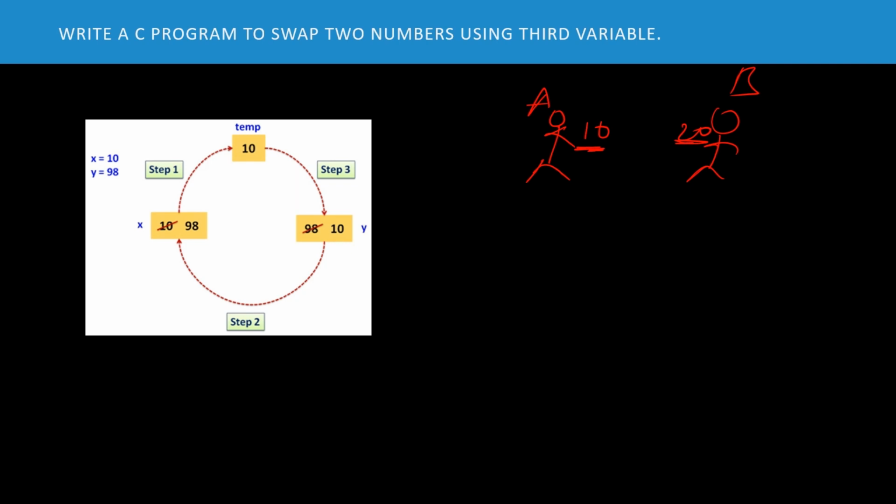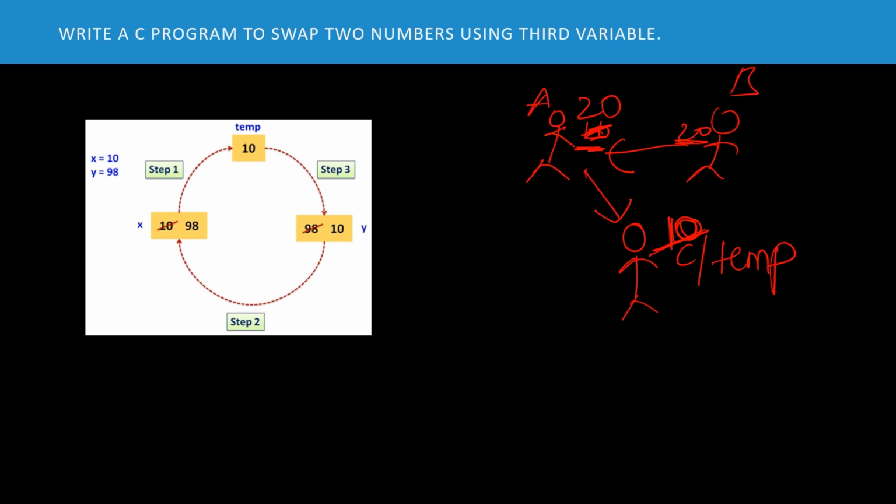First I will call a person named C or temp, your wish. First I will give the weight of my A to C. Now what does C hold? 10, right? The 10 kgs weight is safe. Now I will take this 20 kgs. B will hand over this 20 kgs to A. Now A has 20 kgs. After that, C will hand over 10 kgs to B. In this way, I will exchange the values.